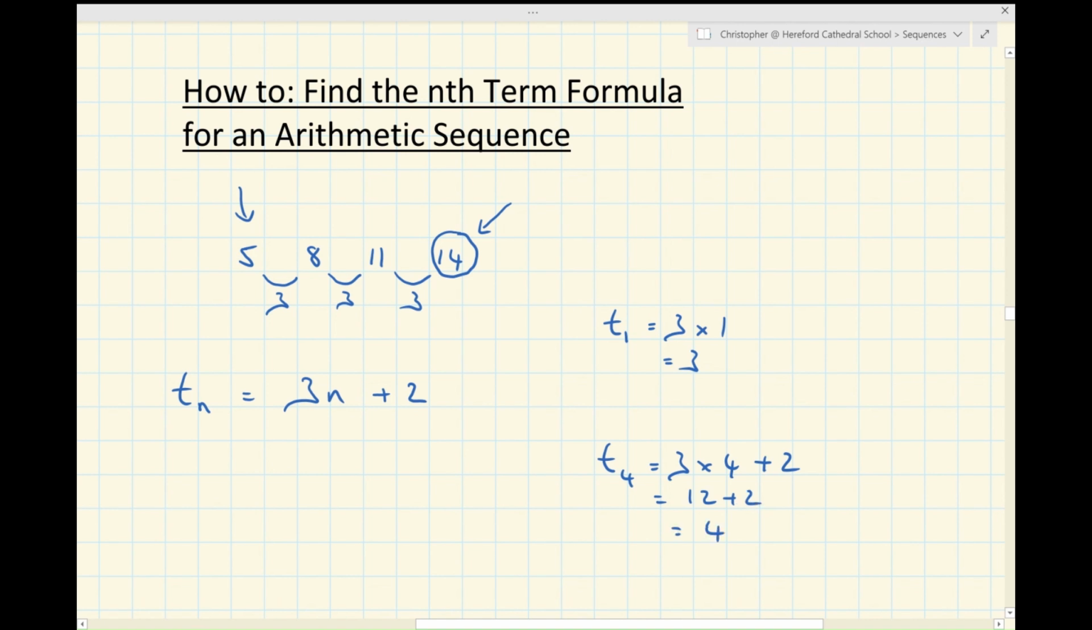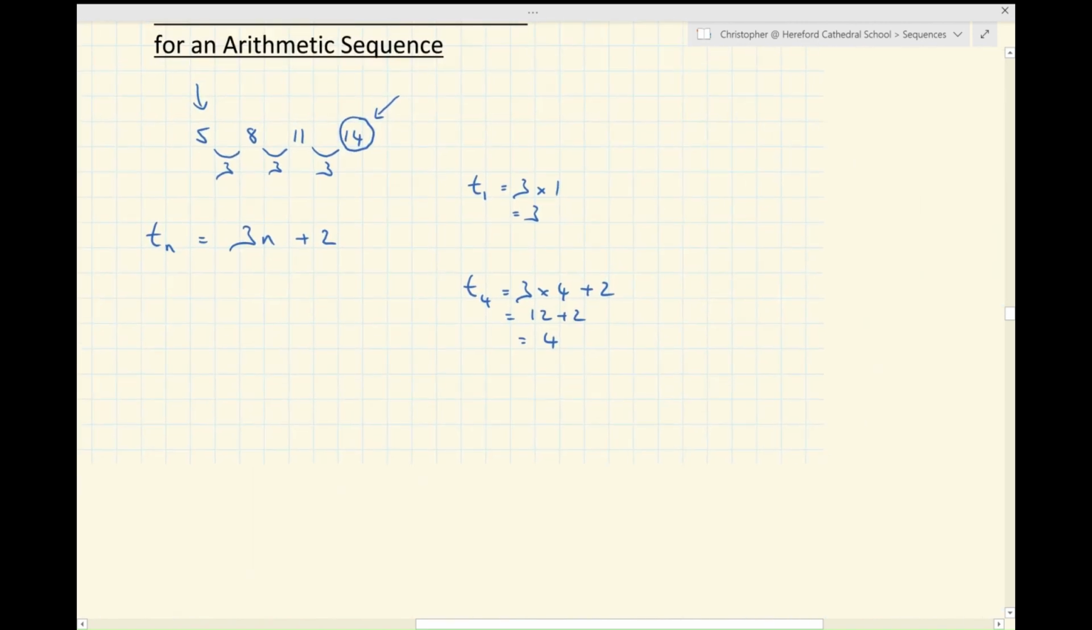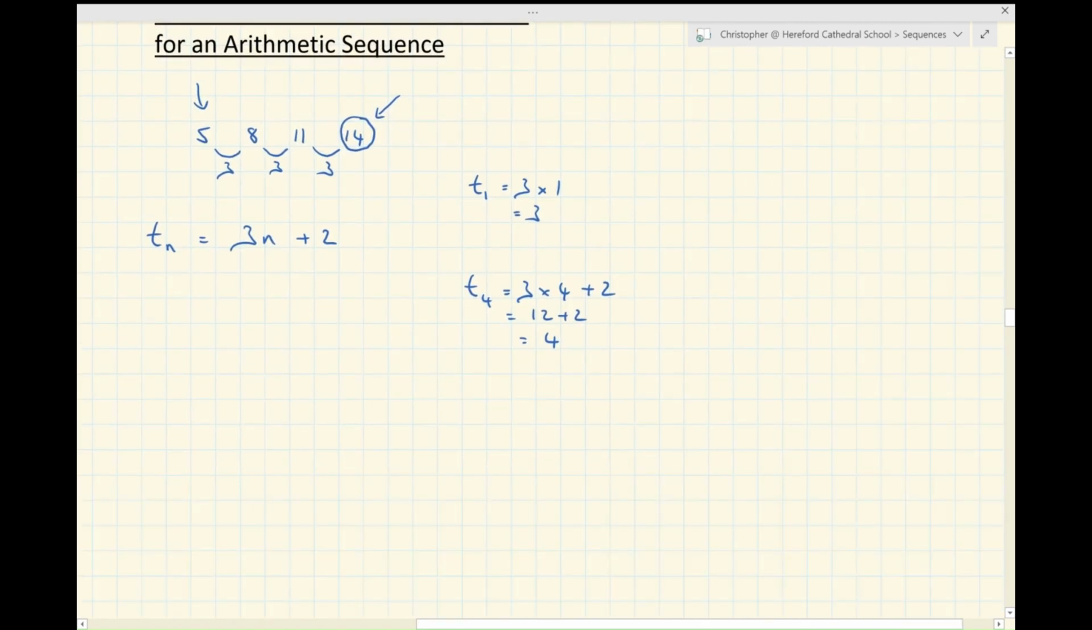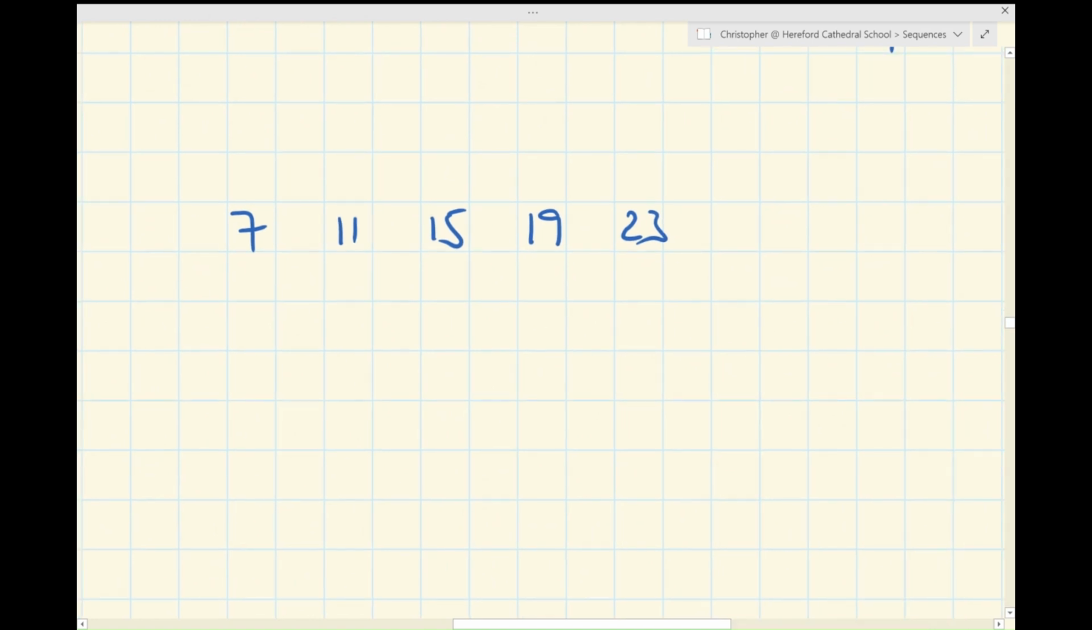Let's look at another example of finding the nth term formula for an arithmetic sequence. Here's a sequence. You could pause the film, see if you can do this one, and then watch how I do it, see if we agree. So the sequence is 7, 11, 15, 19, 23. Okay, pause the film if you want to. Right, that's an arithmetic sequence, and the difference between the terms is always the same. In fact, the constant difference is 4.